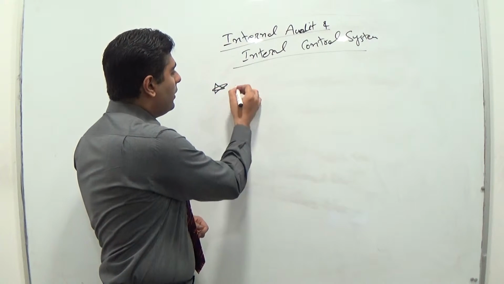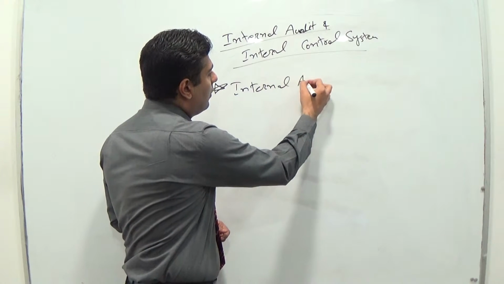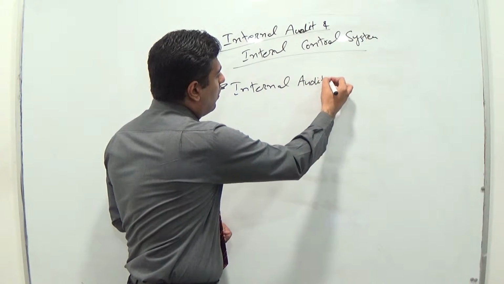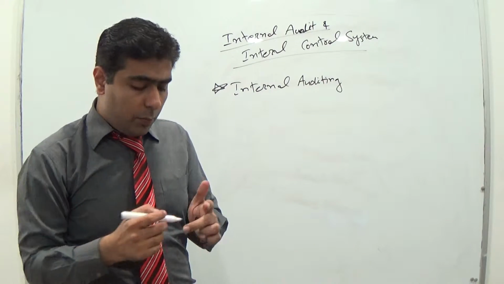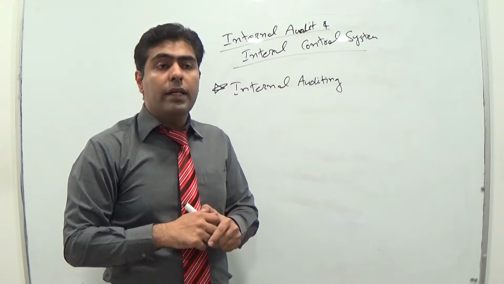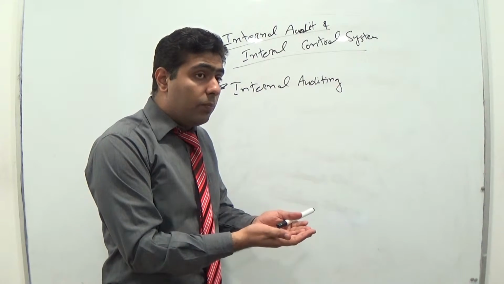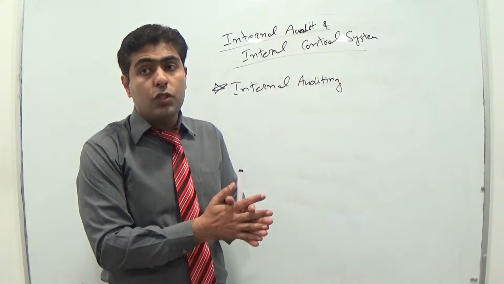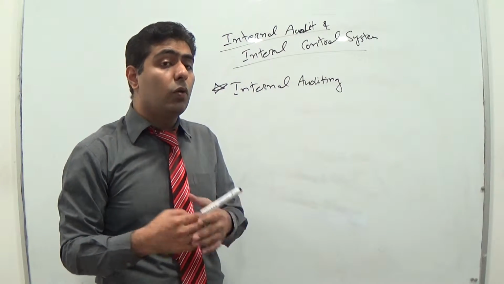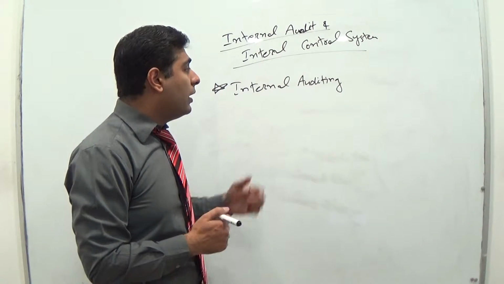So the first point is basically internal auditing. This unit is extremely important because nowadays internal auditing is of extreme importance for the higher management, and many companies are giving good importance to the internal control system and internal auditing as well.